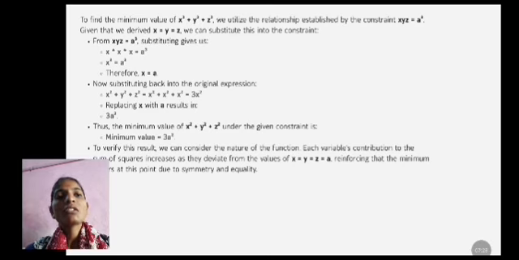Each variable's contribution to the sum of the squares increases as they deviate from the values x equals y equals z equals a, reinforcing that the minimum value at this point occurs due to symmetry and equality.